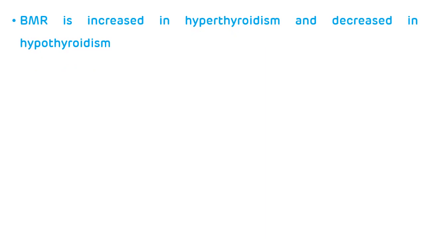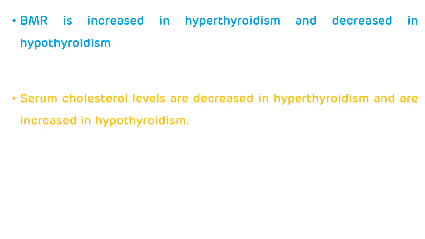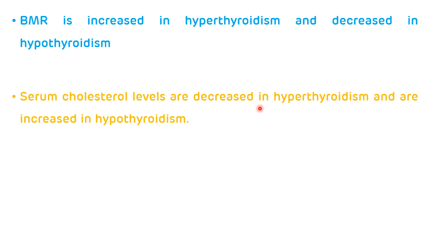And basal metabolic rate is increased in hyperthyroidism and it is decreased in hypothyroidism. And serum cholesterol levels are decreased in hyperthyroidism and they are increased in hypothyroidism. So these are the various tests included in thyroid function test. So that is all about thyroid function test.